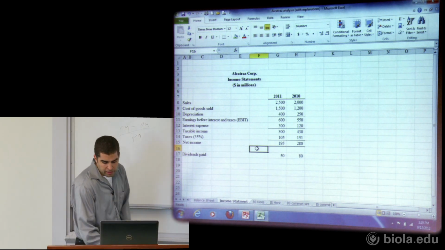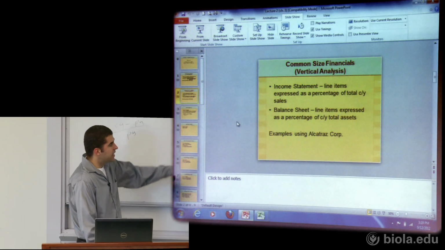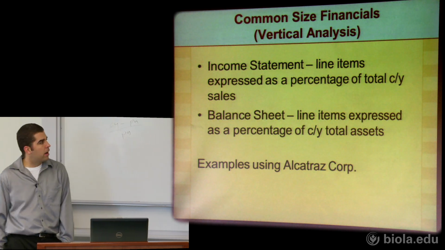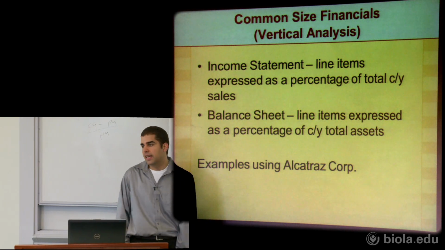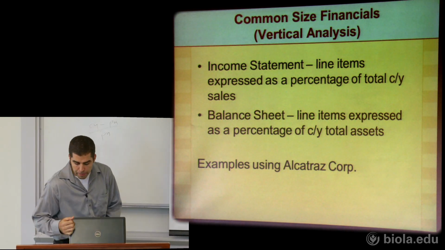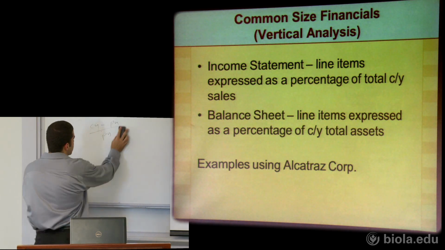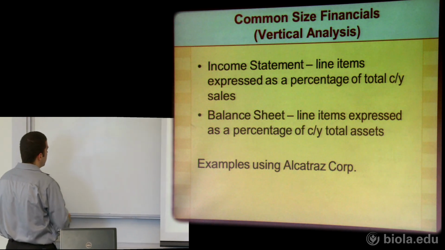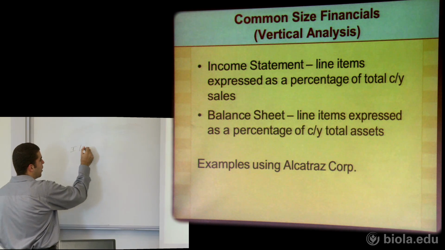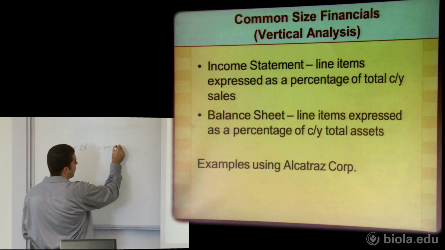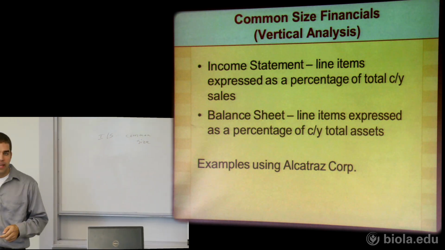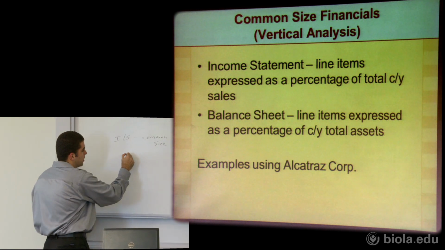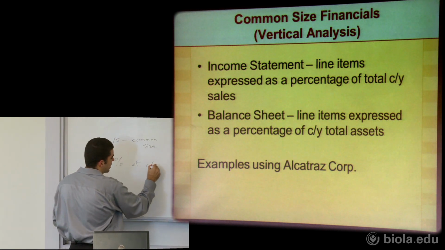Well, the way that you go about this is with common size financial statements, okay? What we're going to do here is take every line item on our financial statements, whether it's our income statement or our balance sheet, and express that as a percent of some item on that balance sheet. So whenever we do a common size income statement, we're going to express every line item on that income statement as a percent of current year sales.